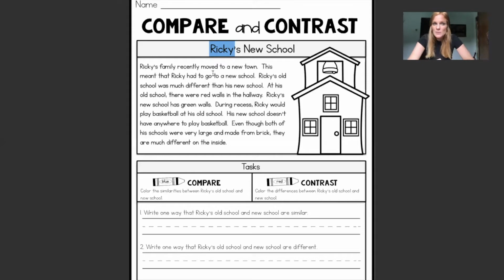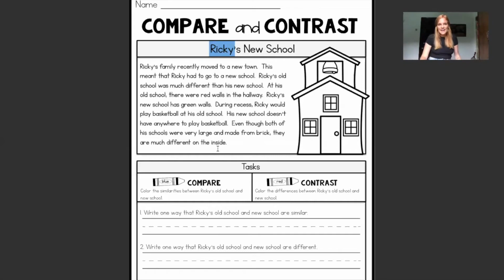Ricky's family recently moved to a new town. This meant that Ricky had to go to a new school. Ricky's old school was much different than his new school. At his old school, there were red walls in the hallway. Ricky's new school has green walls. During recess, now recess, this is playtime, okay? So during playtime, Ricky would play basketball at his old school. His new school doesn't have anywhere to play basketball. Even though both of his schools were very large and made from brick, they are much different on the inside.